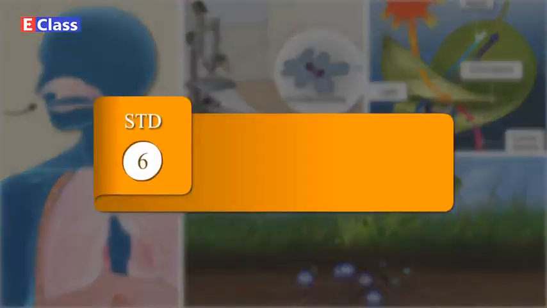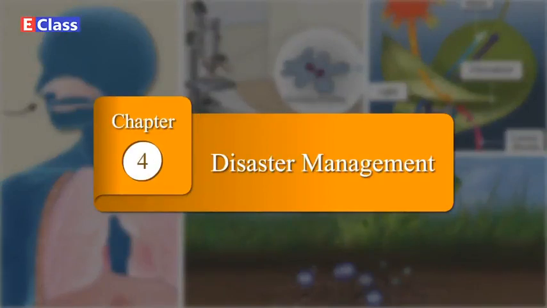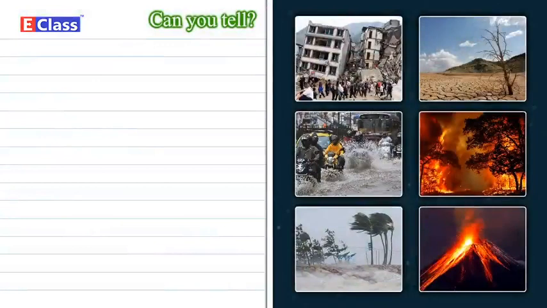Standard 6. General Science. Chapter number 4. Disaster Management. Can you tell? 1. What events do you see in these pictures?